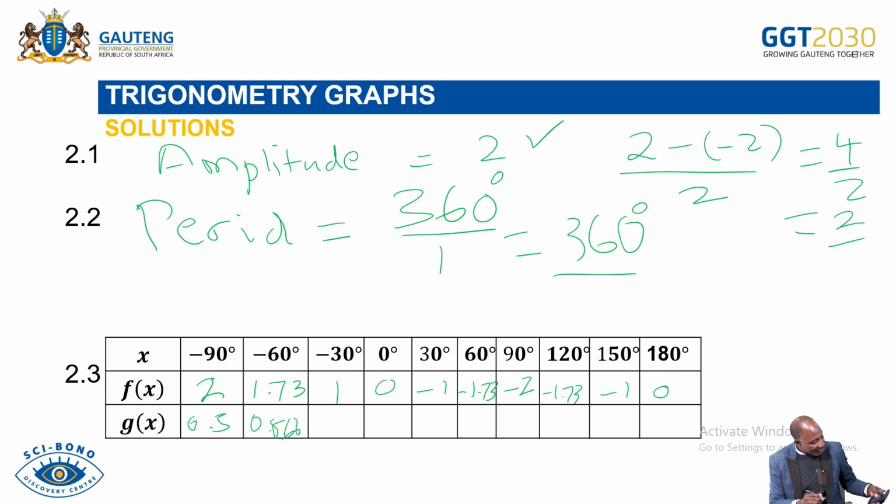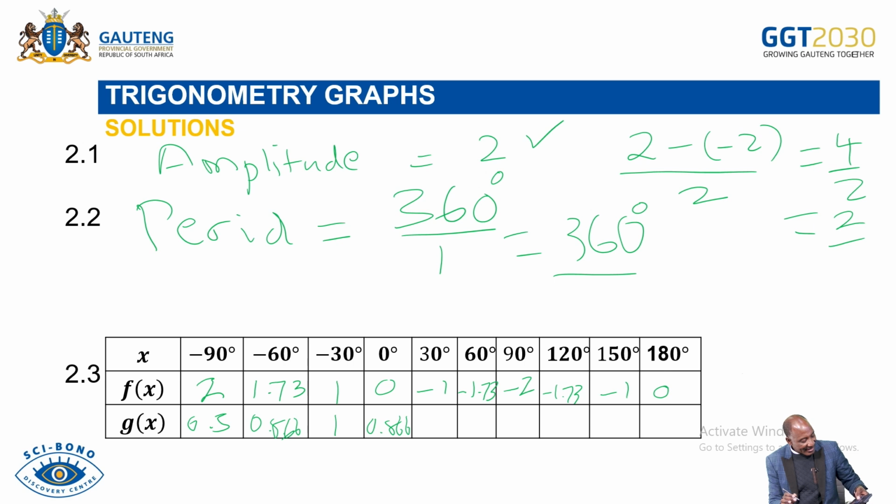Actually, yes, negative 30. Negative 60 is 0.866. Let's go back to negative 30. Okay, there is my negative 30. I get 1. Then the next one, 0, is 0.866. Let me quickly check. I mixed up my stuff here. Negative 60, 0.866. Then the next one, negative 30, is 1. Then 0 is 0.866.